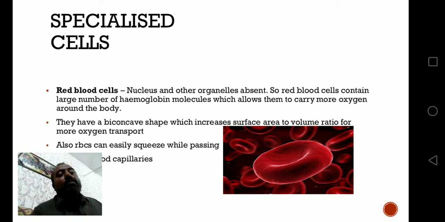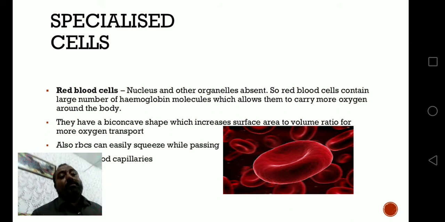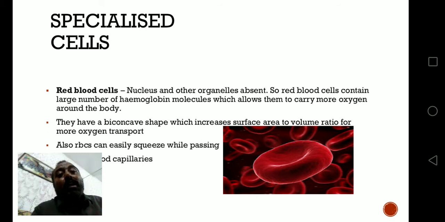So adaptation is the nucleus and all other organelles are absent, and significance of this adaptation is to contain maximum number of hemoglobin molecules. And this may be very surprising for you that one RBC may contain up to 250 million molecules of hemoglobin. So if RBC is lacking nucleus and other structures, this will create a space for more and more hemoglobin molecules, and as a result, oxygen carrying capacity of the RBC will increase. So now adaptation number 2.